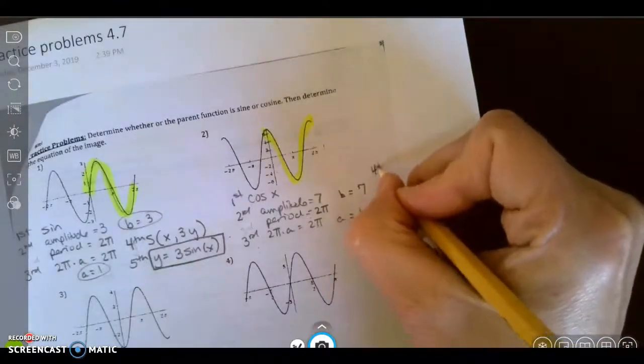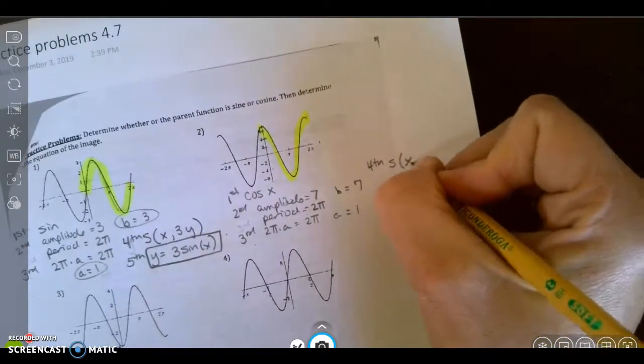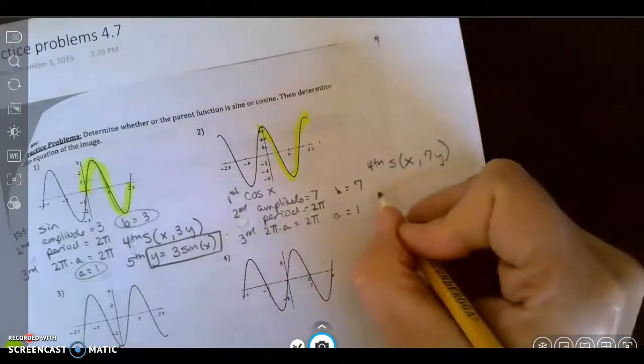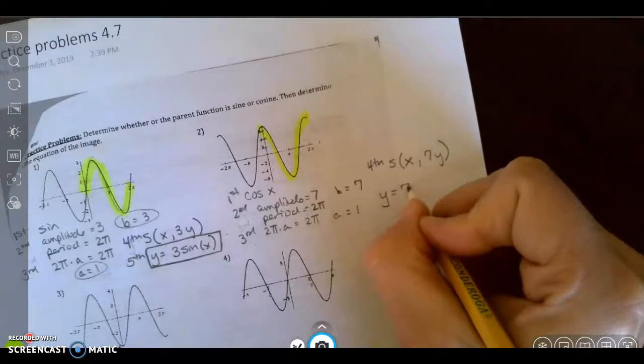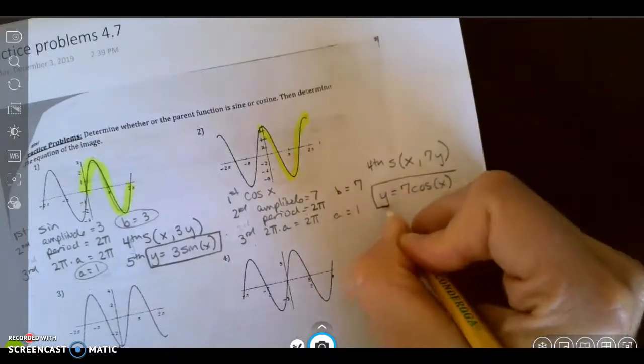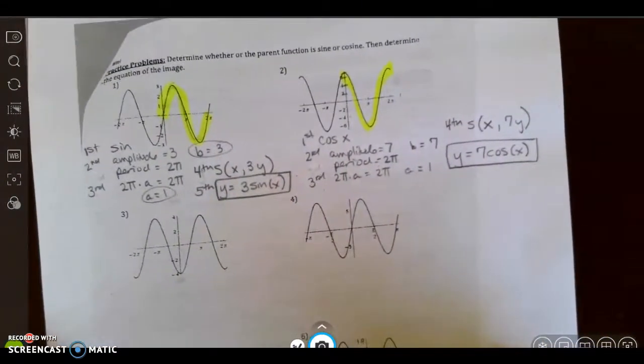So my fourth step is to write my scale change. Nothing happens to the x, and y gets multiplied by 7. So my equation is y equals 7 times the cosine of x. Alright, let's go to number 3.